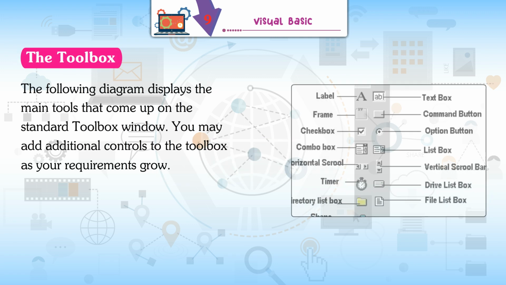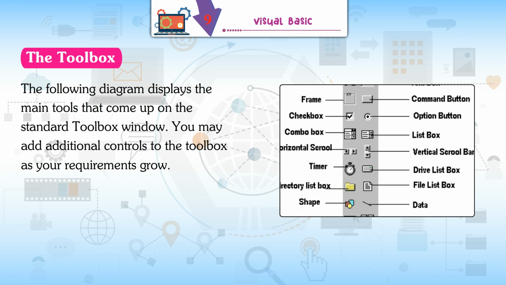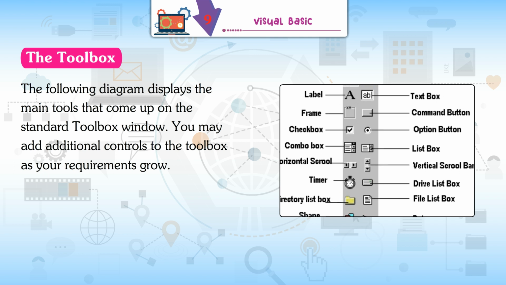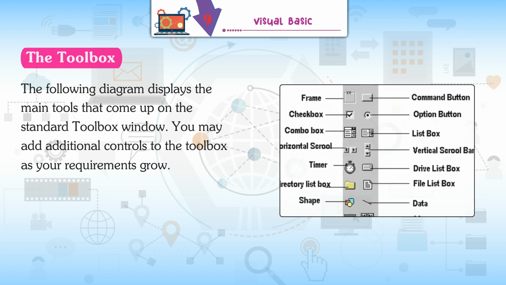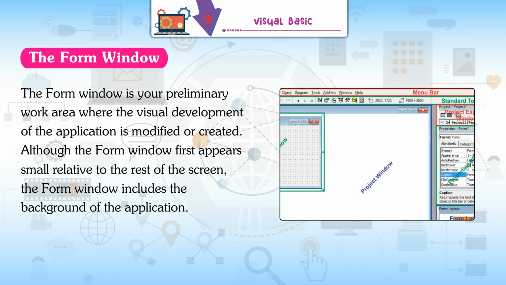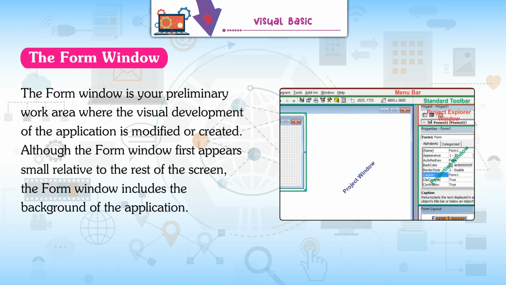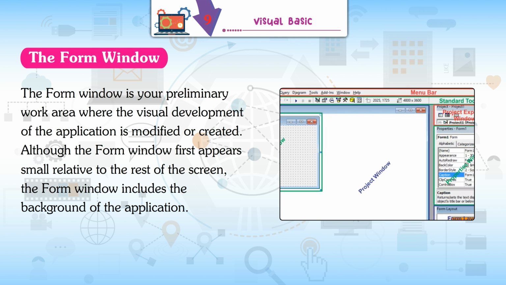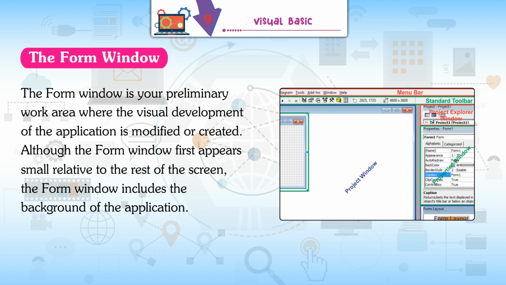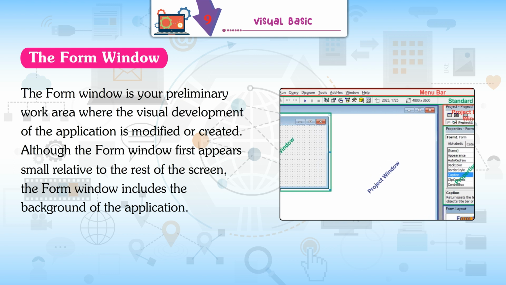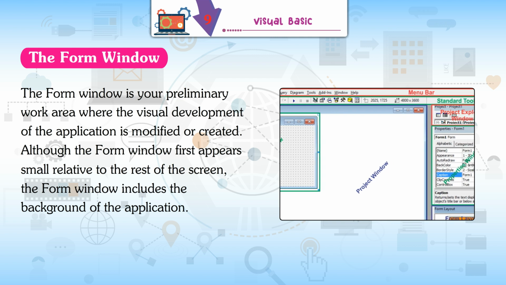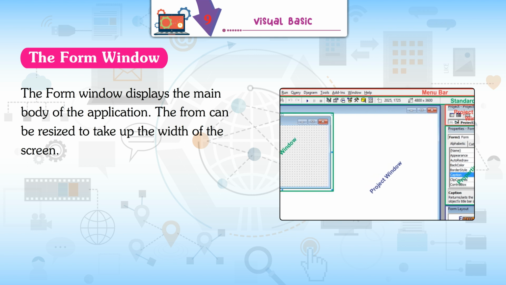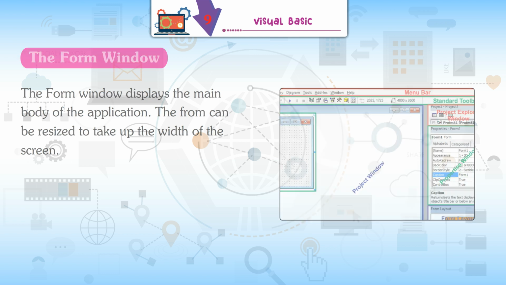The toolbox. The following diagram displays the main tools that come up on the standard toolbox window. You may add additional controls to the toolbox as your requirements grow. The form window. The form window is your preliminary work area where the visual development of the application is modified or created. Although the form window first appears small relative to the rest of the screen, the form window includes the background of the application. The form window displays the main body of the application. The form can be resized to take up the width of the screen.